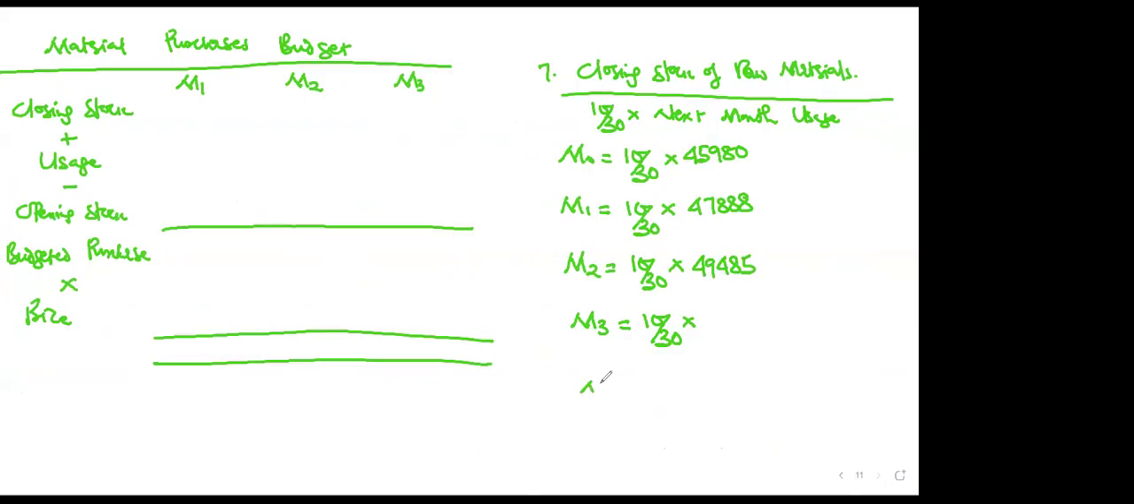Now, let's calculate month 4 usage. Month 4 usage is the mix of 2.5 kilograms times 18,600 in month 4, giving you 46,500. So we'll put 46,500 here. Please calculate all for us.